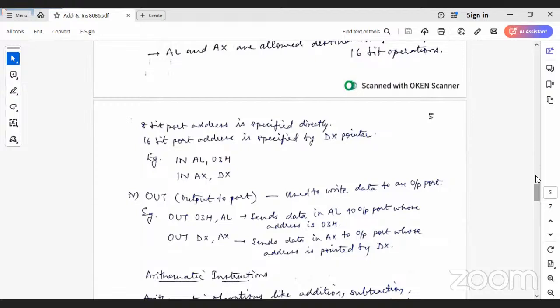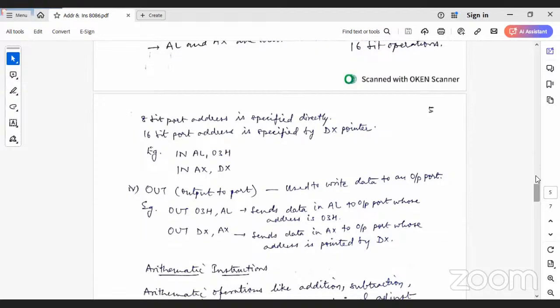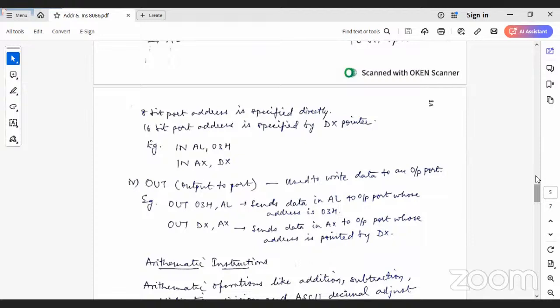Input also, you can either have a mouse or a keyboard, which we all are very familiar with. So whether the data is coming from a keyboard or from a mouse, the keyboard will have one port address and the mouse will have another port address. That you can give by the instruction IN. Similarly, writing onto the output port is given by the instruction OUT. So this is very simple about your data transfer type of instructions.